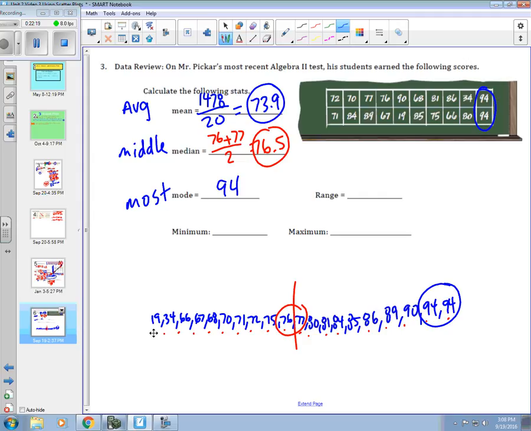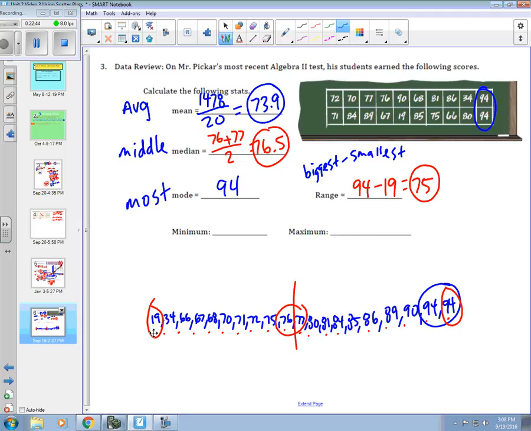Range. Range is your biggest minus your smallest. And so on ours, to find that, you would take the smallest number and the biggest number and subtract them. So we got 94 minus 19, that comes out to be 75. So our range is 75.